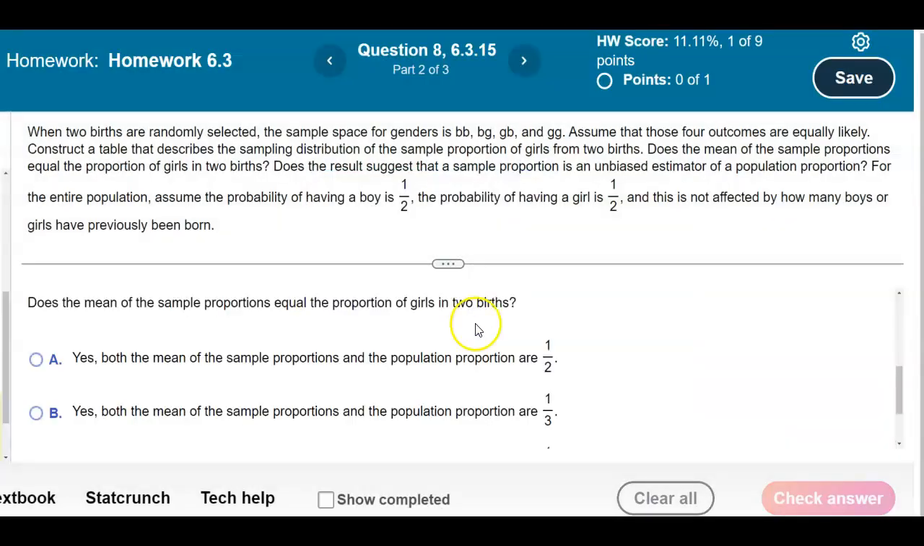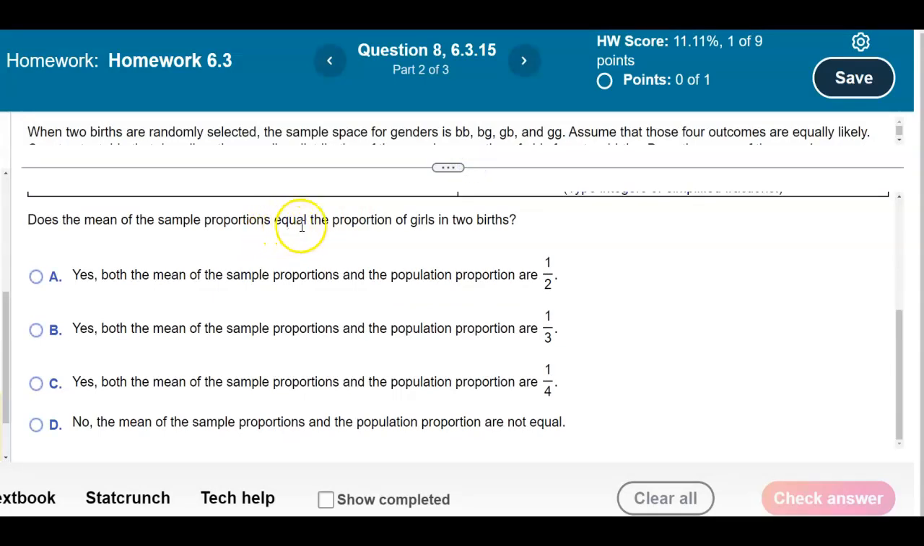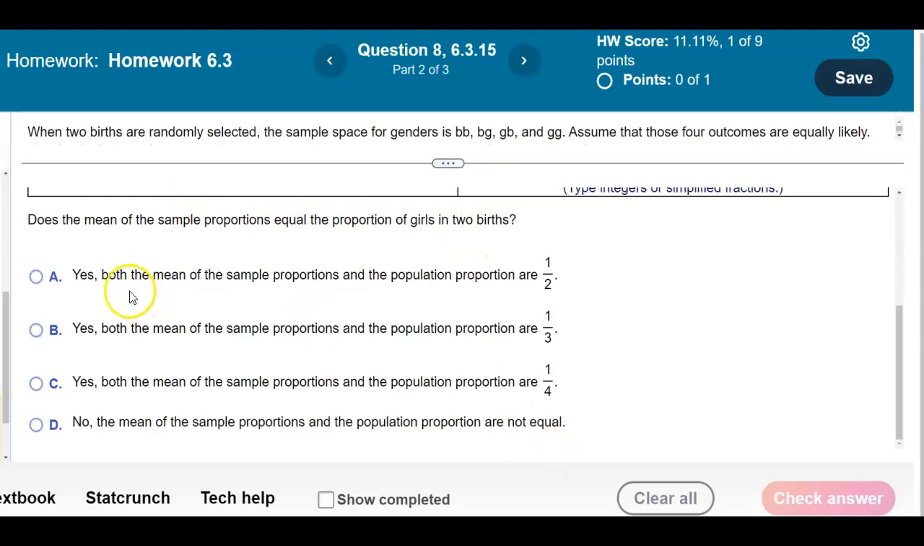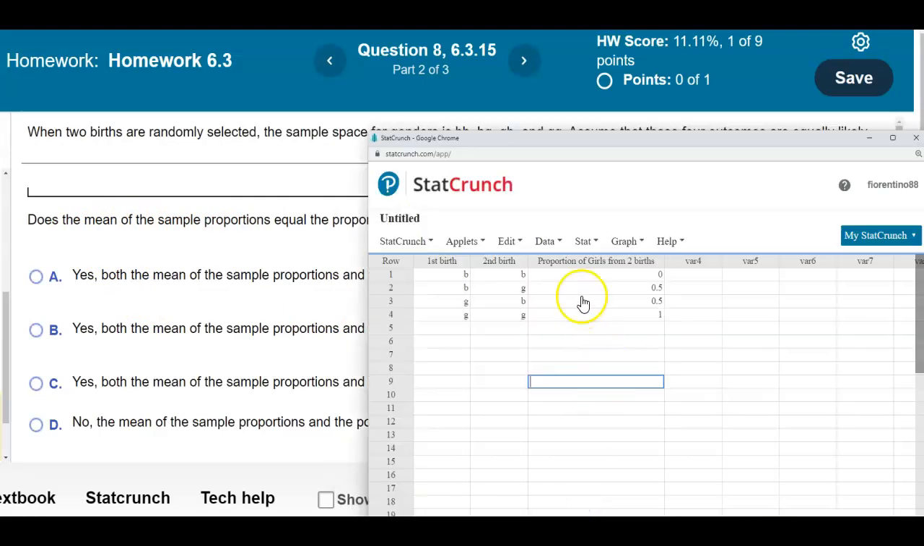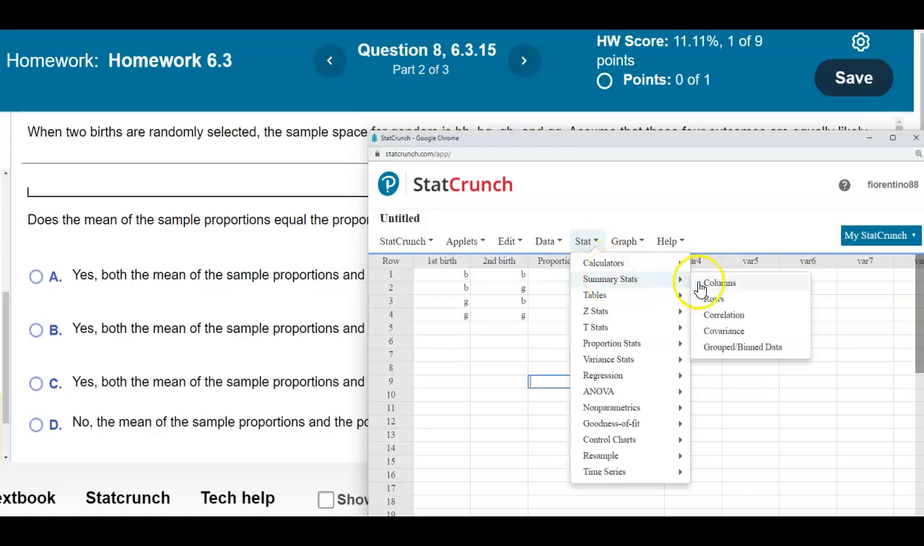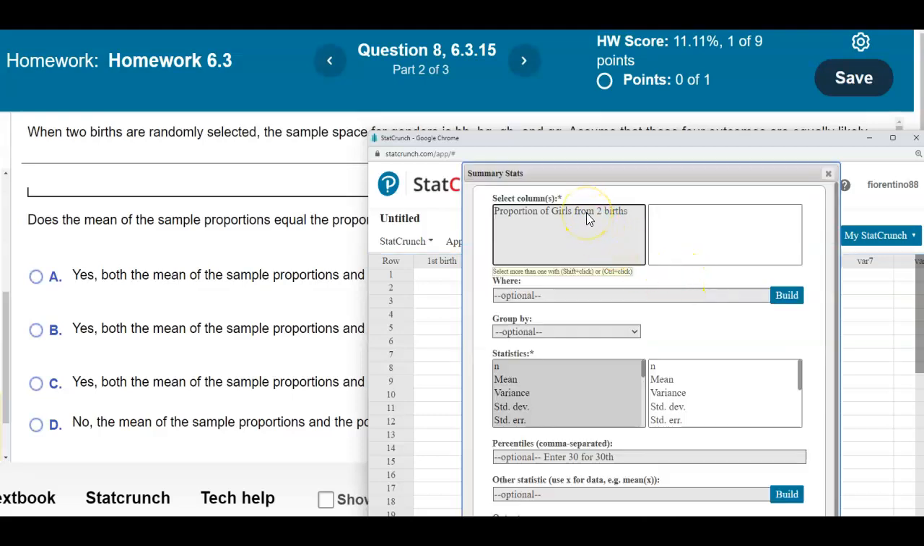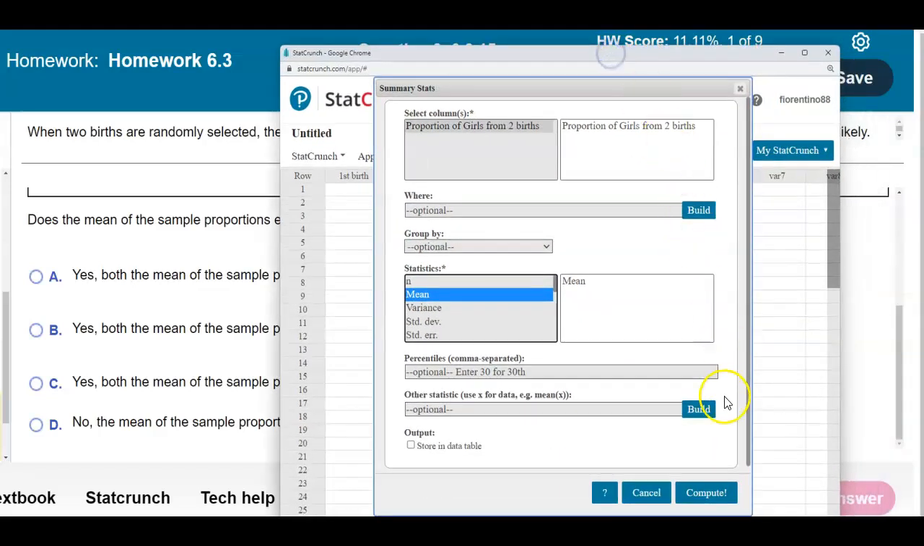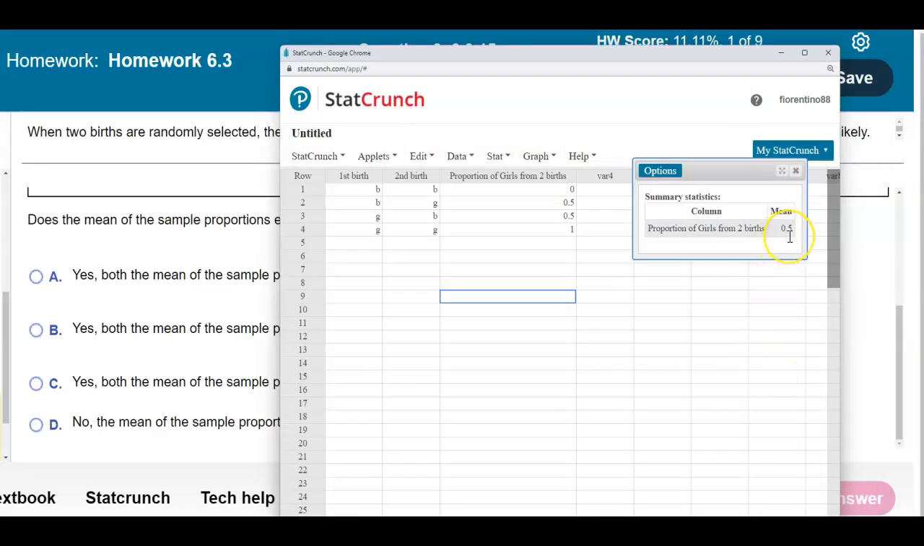Great. Now it says, does the mean of the sample proportions equal the proportion of girls in 2 births? Let's first find the mean of the sample proportions. We're going to open up StatCrunch and find the mean of the column we created, which is the proportion of girls from 2 births. We go to Stat, select Summary Stats, and then Columns. We select that column and find the mean. When we find the mean, you're going to see that we get 0.5. So therefore, it's 1 over 2.